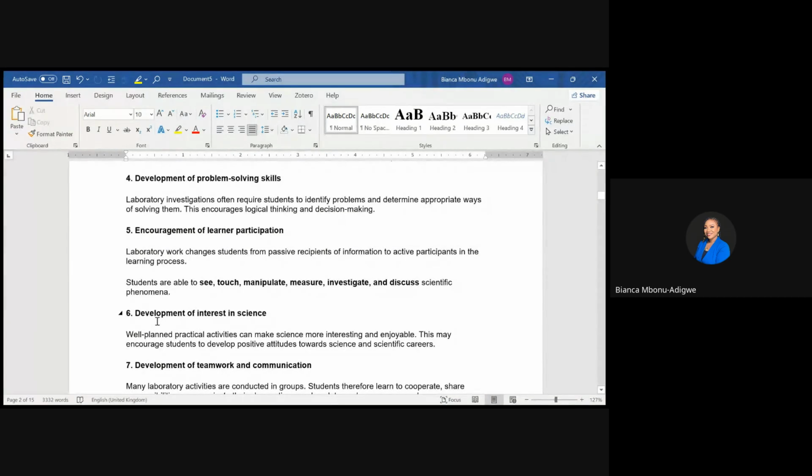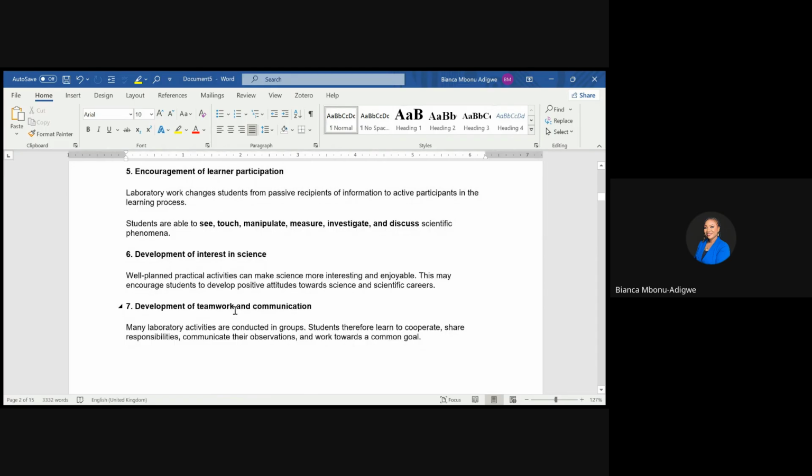Now, students are no longer just sitting down and listening to you. They are now active participants in the learning process. It helps children to develop interest in science, not just children, anyone, especially when it is well planned. So it becomes interesting and enjoyable.